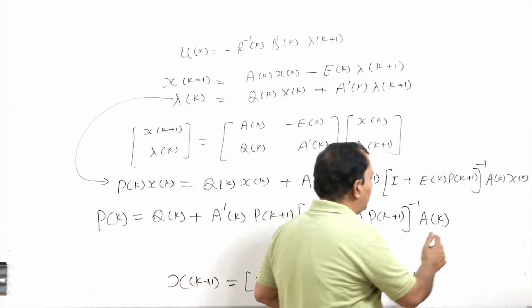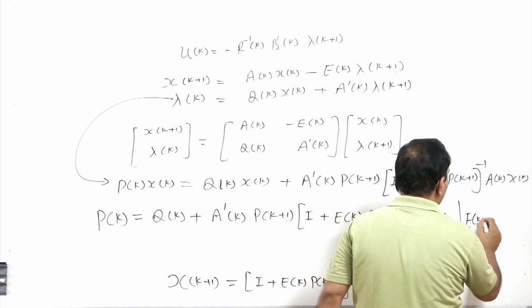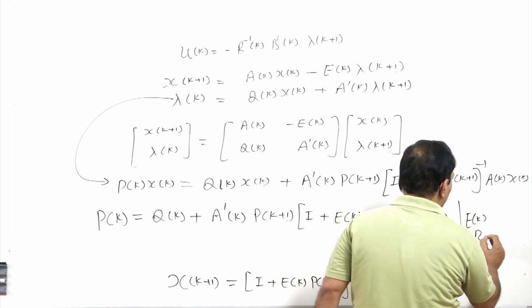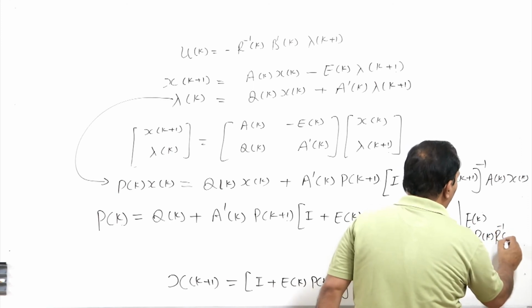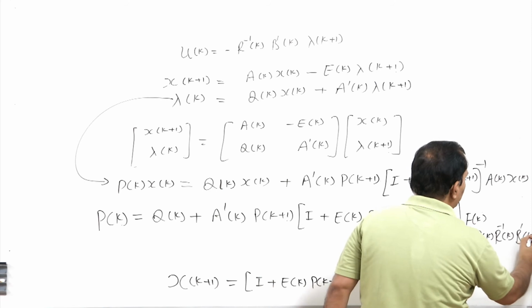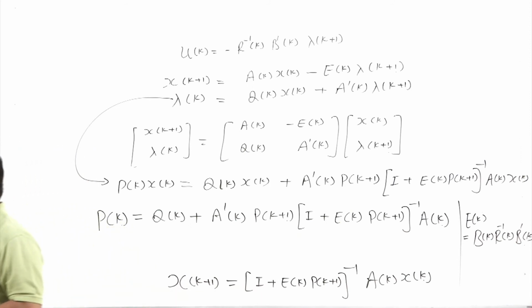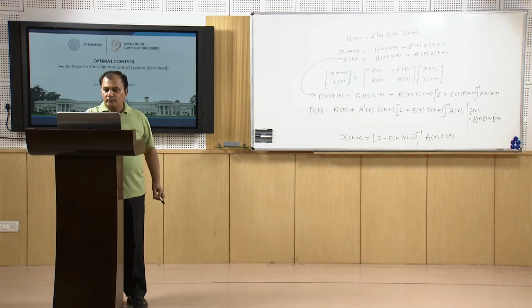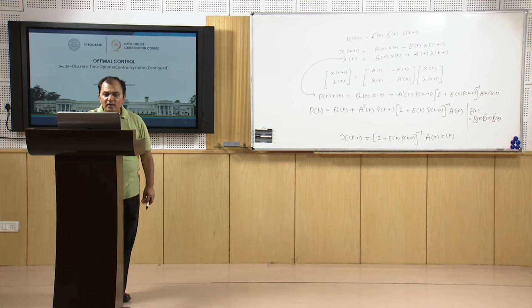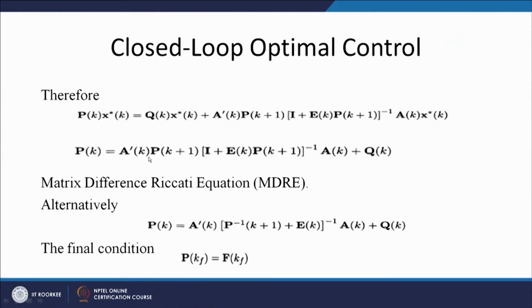and what is my ek? It is B R inverse B prime. So, this means I can solve this equation for pk, because all other terms are known. So, I have my equation as pk equal to A prime k pk plus 1 (I plus ek pk plus 1) inverse ak plus qk, and this is called my matrix difference Riccati equation.